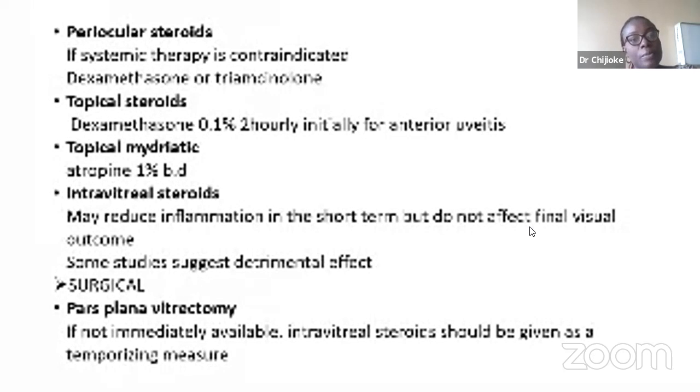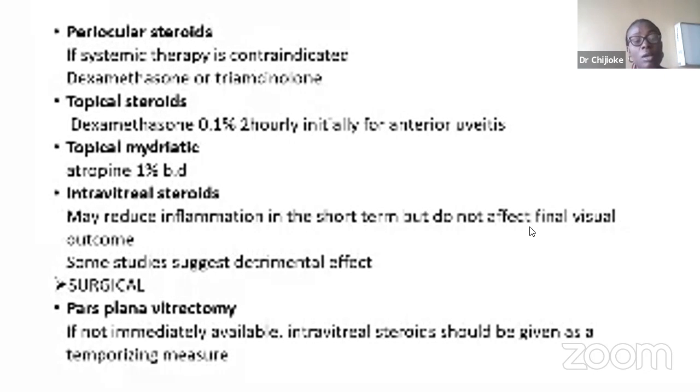Periocular steroids are used if systemic therapy is contraindicated. Dexamethasone and triamcinolone can be used. For topical steroids, dexamethasone 0.1% is used initially for anterior uveitis, with topical mydriatic 0.1% atropine BD. There's also room for use of intravitreal steroids. It may reduce inflammation in the short term, but does not affect final visual outcome. However, some studies have suggested a detrimental effect.